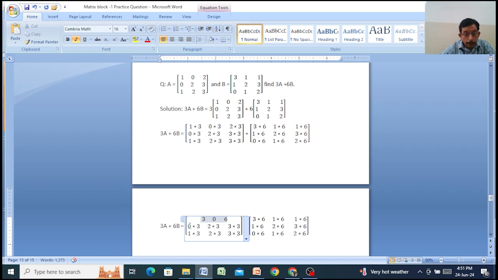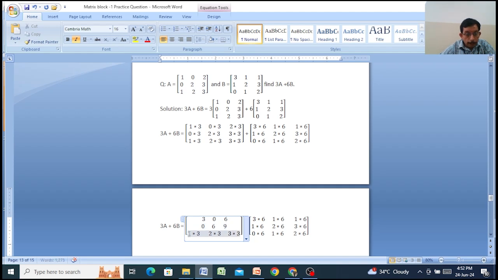0 multiplied by 3, the answer is 0. Write down in the same position. 2 multiplied by 3, the answer is 6. Write down in the same position. 3 multiplied by 3, the answer is 9. Write down in the same position.